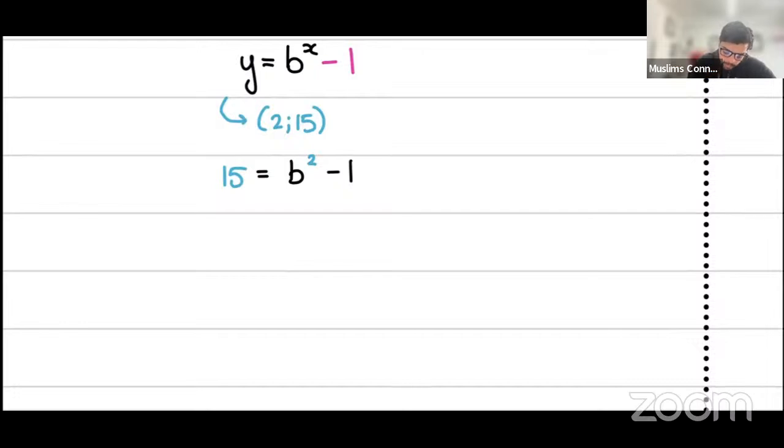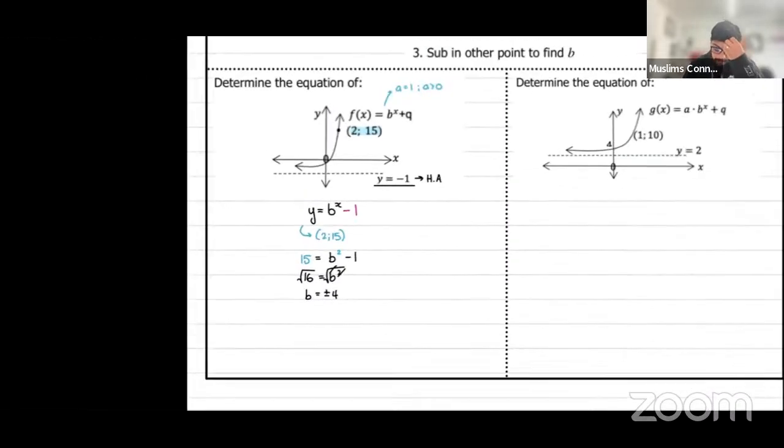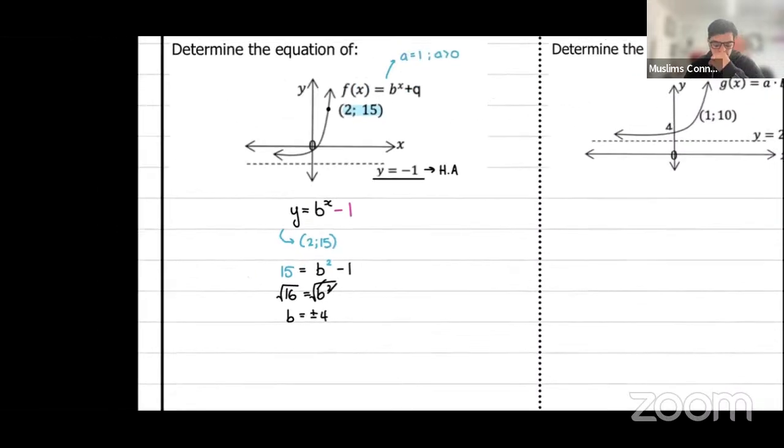Take 1 over to the other side. It becomes 16 is equal to b squared. Square root both sides, and you get b is equal to plus minus 4. So we have 2 options for b, but which one we choose depends on the shape.